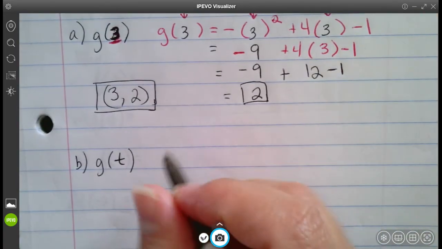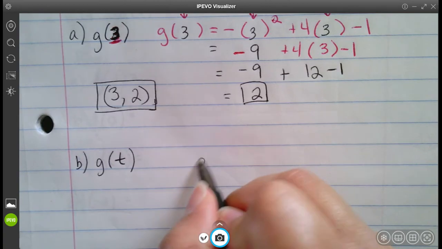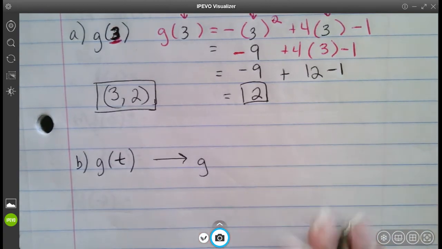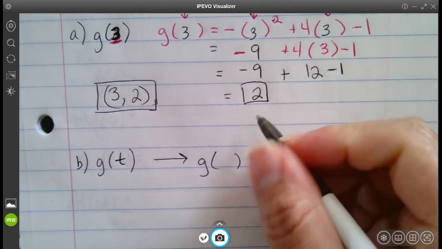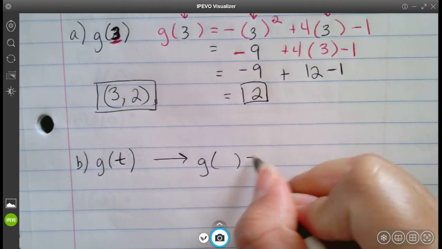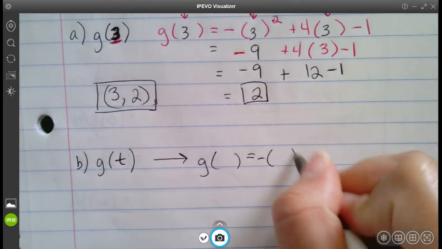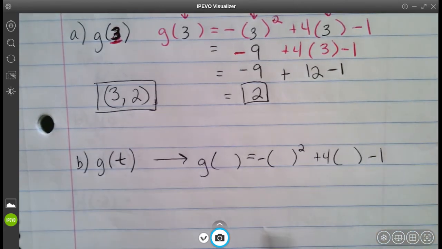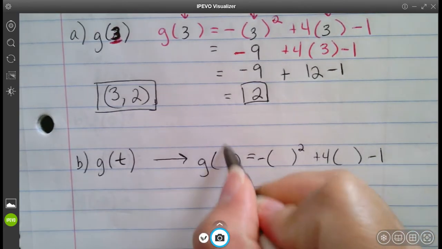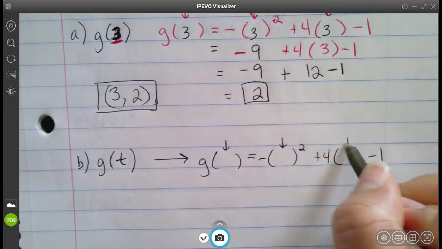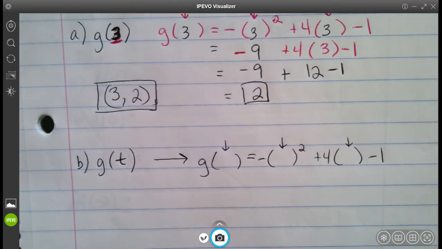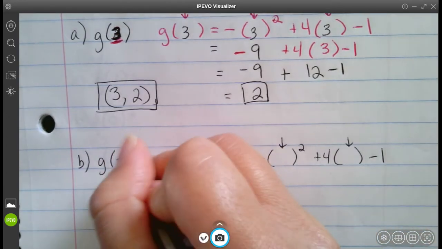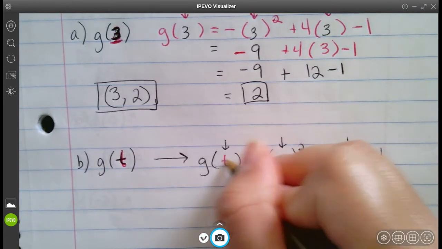So this one's a little bit easier because all I have to do for this one is just kind of do an arrow here, substitute everywhere I have an x. So I'm going to just redraw all this. So wherever I had those x's, I went ahead and just put a parentheses, okay? And I'm going to put that t in there now. So I'm going to take this t, whatever it stands for, and put it right here.